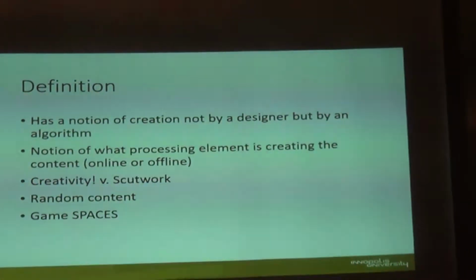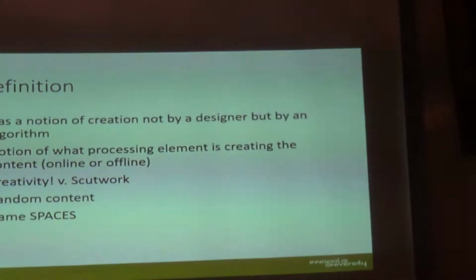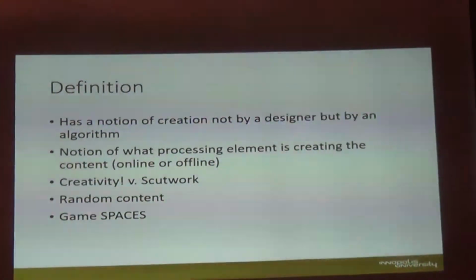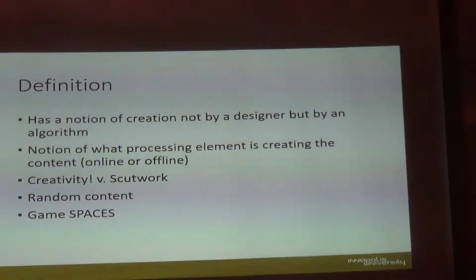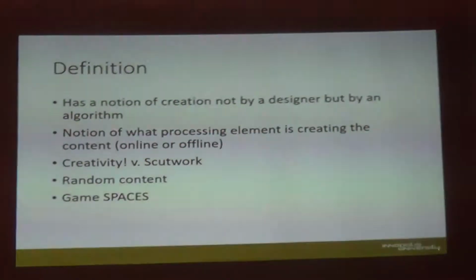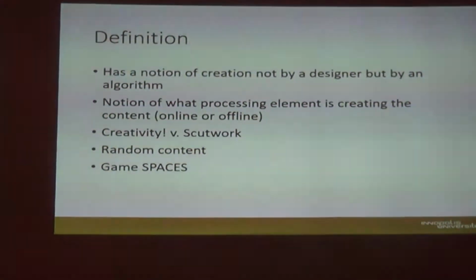And really, all this amounts to, for all of these definitions, is that I'm going to make some things automatically in the game that would normally be developed by a human designer, and hopefully allow the human designer to now think about how the world feels, the fluff, how do I ensure that they can get from part A to part B. So each of these definitions has the notion of creation not by a designer but by an algorithm, and also a processing element, whether it's offline or online. Creativity, yay, scut work, boo. Random content, it's not quite random, it's more targeted. And there's this idea of game spaces, this large area of the game we can build all these things for.